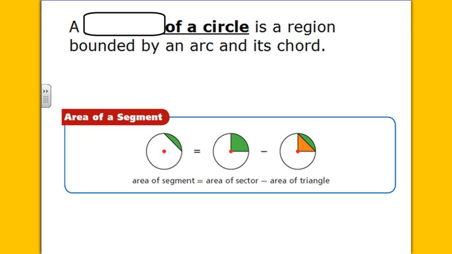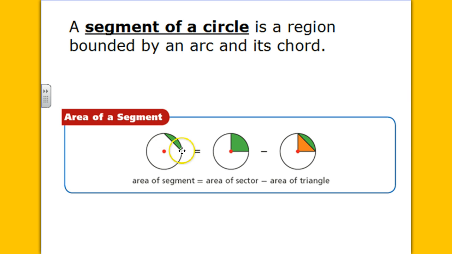Here we are in day 2 of chapter 12.3, and that is sector, area, and arc. So today we're going to focus on arcs, I believe, right? We're looking at segments too. We have the segment of a circle, and a segment of a circle is a region that is bounded by an arc and its chord.